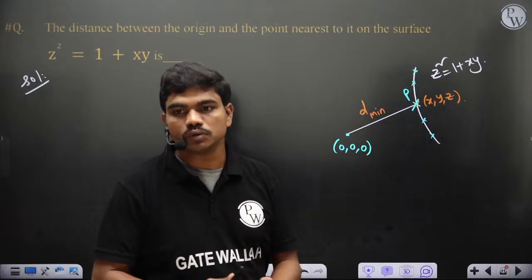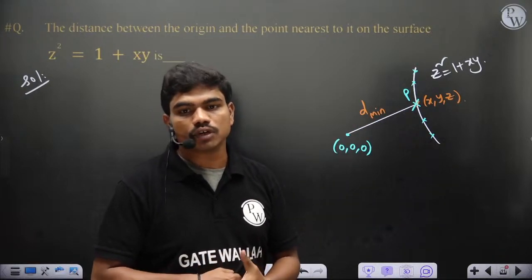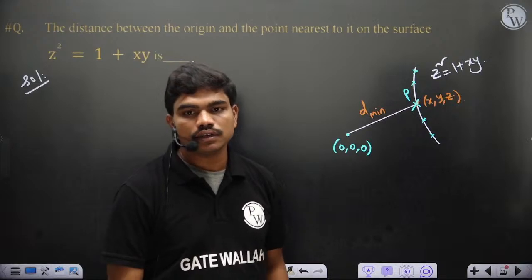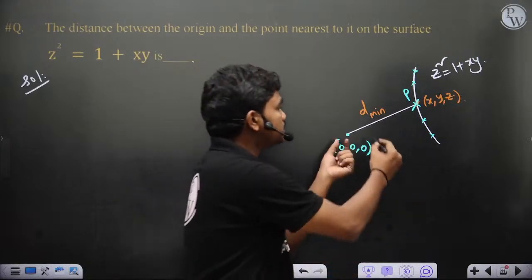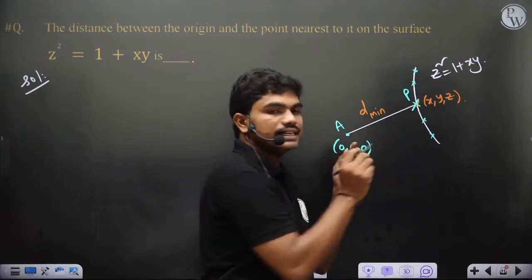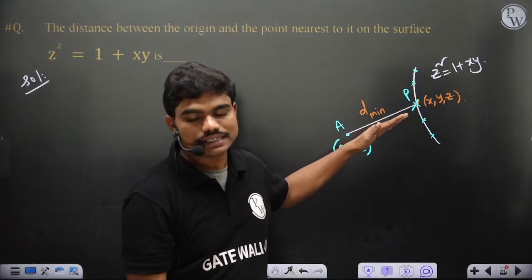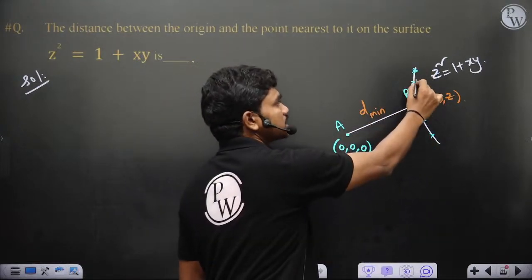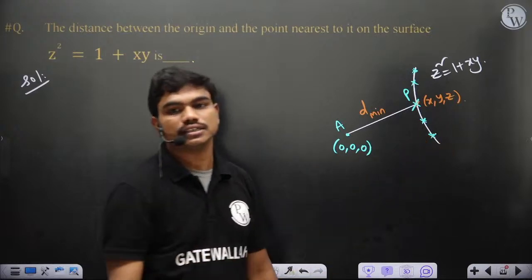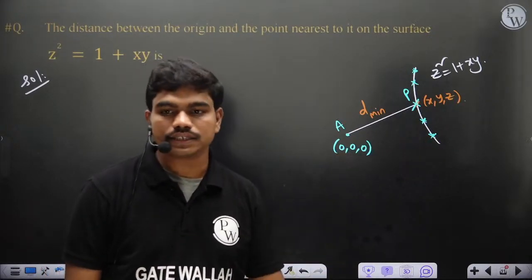Correct? Yes or no? Please type it in the chat box. Can you all get this? What I'm telling you here is that the distance between this point A and this point P is minimum, which implies AP square is also minimum. Because if you take any other point and calculate the square of the distance, it is definitely larger as compared to AP square. Yes?